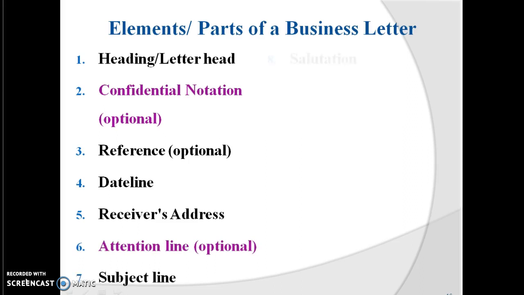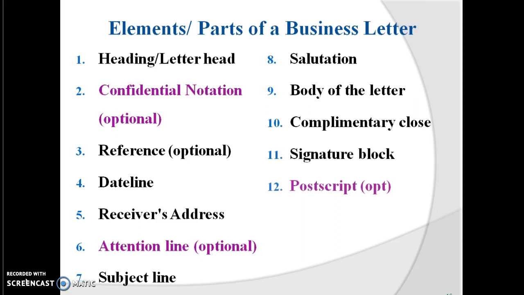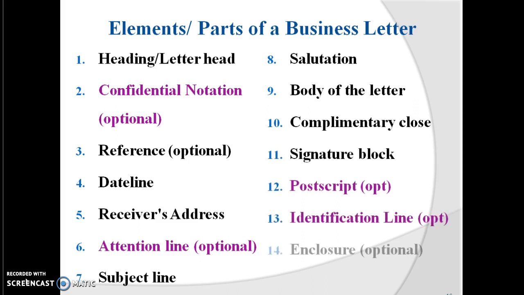Seventh, subject line. Eighth, salutation. Ninth, body of the letter. Tenth, complimentary clause. Eleventh, signature block. Twelfth, postscript. Thirteenth, identification line. Enclosures. And the last one is copy notation. Now you can notice that some elements are compulsory and some elements are optional. The additional elements of a business letter I have highlighted in a different color.